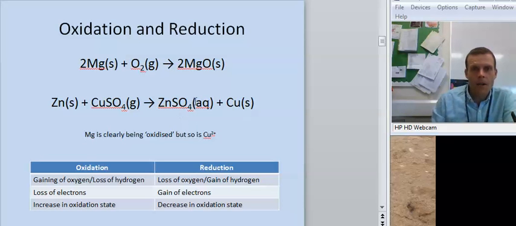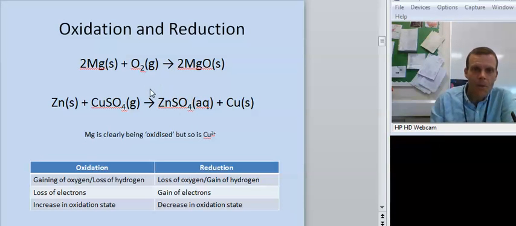Right, so oxidation and reduction. Maybe we've talked about oxidation as gaining of oxygen, and sure enough, that's obvious here. Magnesium gains oxygen to form magnesium oxide. It is an oxidation. However, we've got to get familiar with more subtle changes, such as this example here.